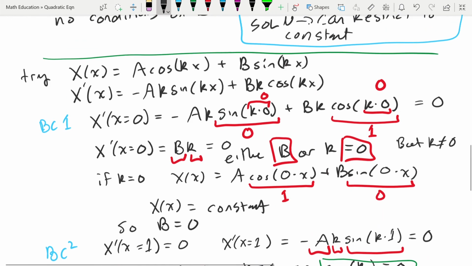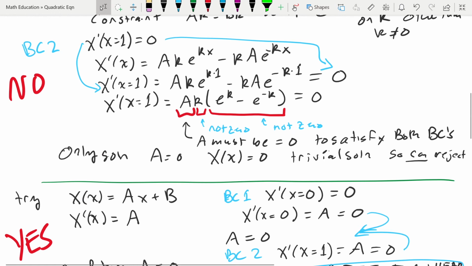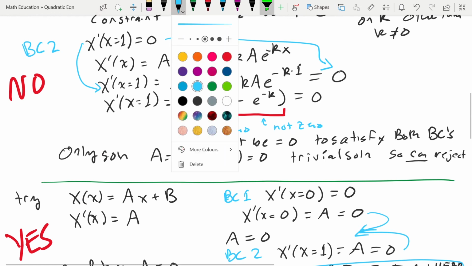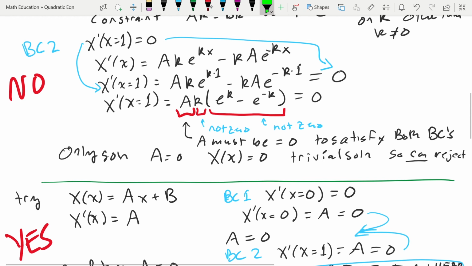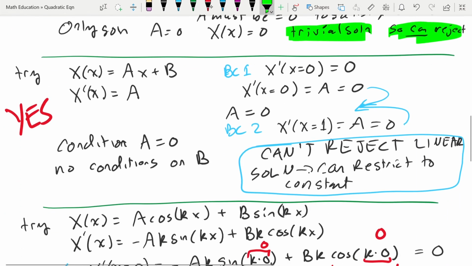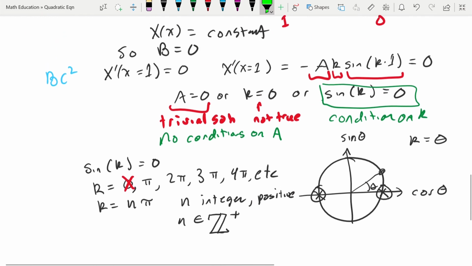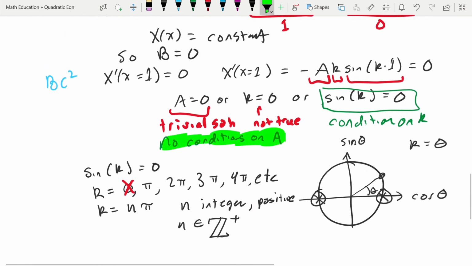All right. So have we succeeded? The other important thing here is we want to be sure to highlight our conclusions. So trivial solution, we can reject. Here we can restrict it to only constants. And here, yes, these solutions are included. And in particular, we have no conditions on a, and we have this restriction on k from our boundary conditions. All right.